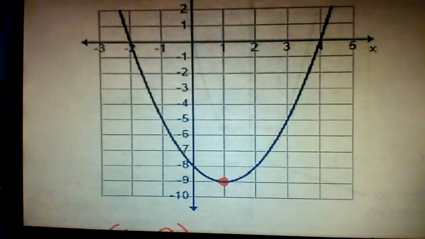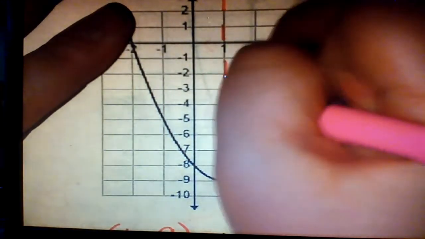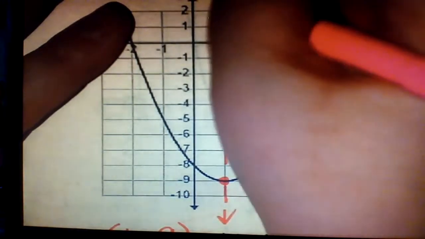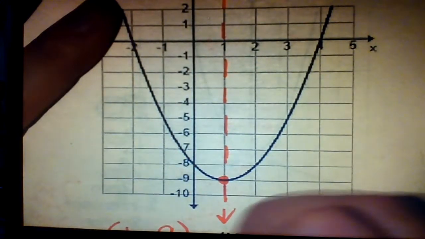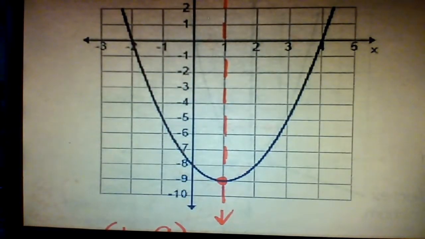My axis of symmetry is the line that goes through that vertex. It is a vertical line that goes through that vertex. So here's my axis of symmetry. So my axis of symmetry should be at x equals, what does x equal when I draw that line? It should be 1.